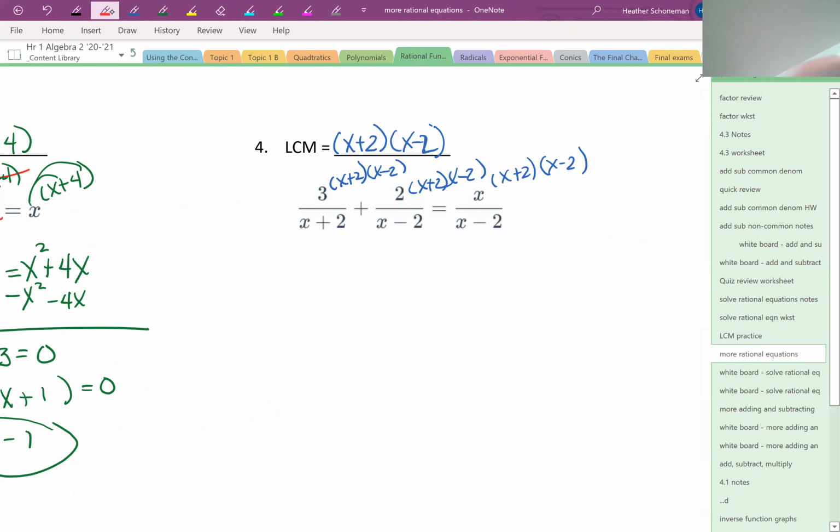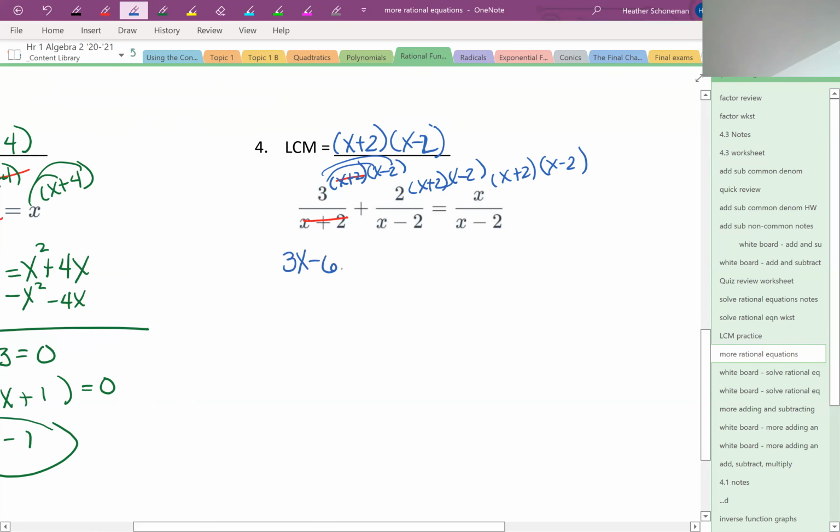Okay, so in the first one, the x plus 2's cancel. So now I'm going to distribute this, and that gives me 3x minus 6 plus. Here, the x minus 2's cancel. And this gives me 2x plus 2 equals the last one, x minus 2 cancels. Distribute the x, so I get x squared plus 2x.